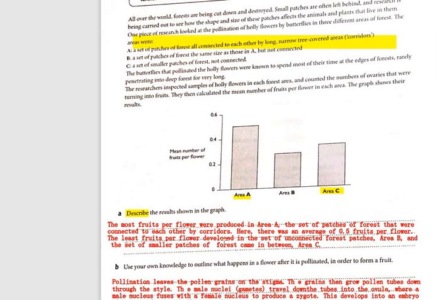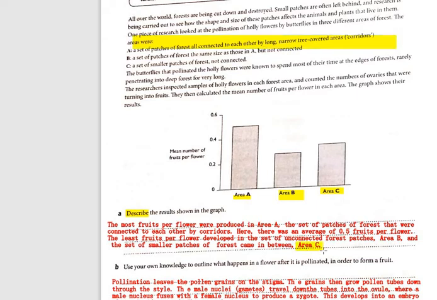The least fruits per flower developed in the set of unconnected forest patches, which is area B. Area B, where is area B? Wait 1 second. In area B, so this is the least, but not connected, okay. And the set of smaller patches of forest came in between, area C.